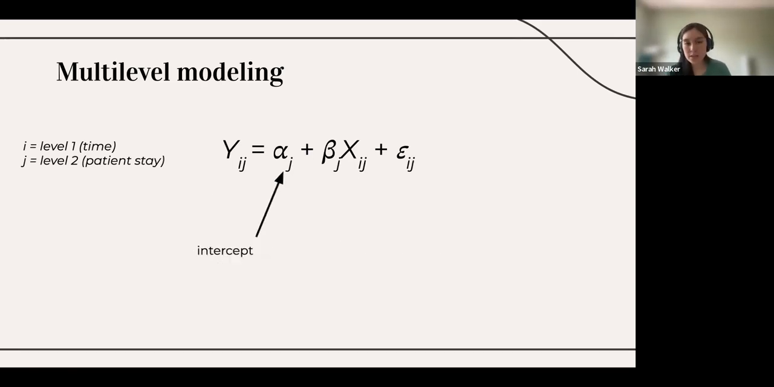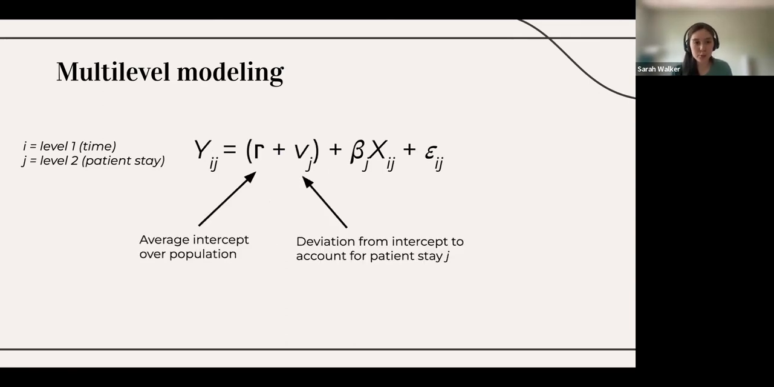This alpha value is our intercept. So if all of the predictors were 0, this would sort of impact what the outcome would look like. But through multi-level modeling, we can split it into 2 parts. We have this average intercept over the population, plus some deviation from that intercept to account for this particular patient's stay.